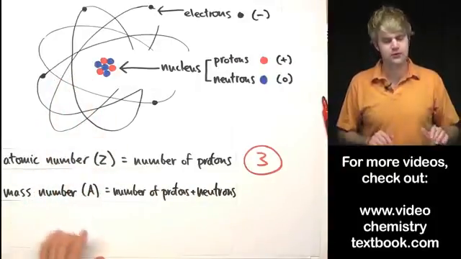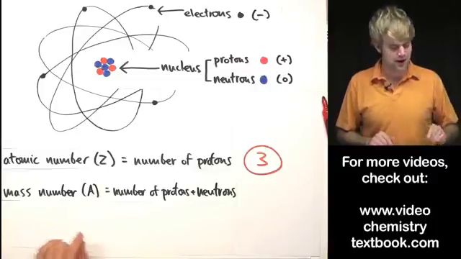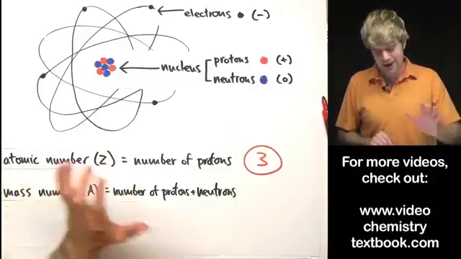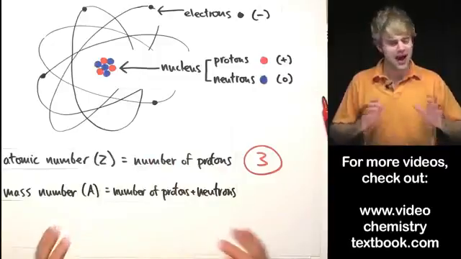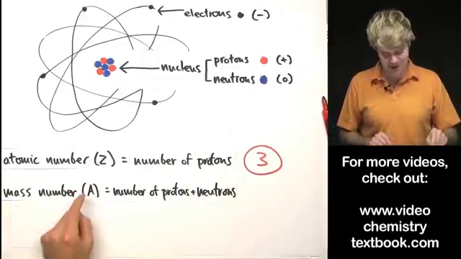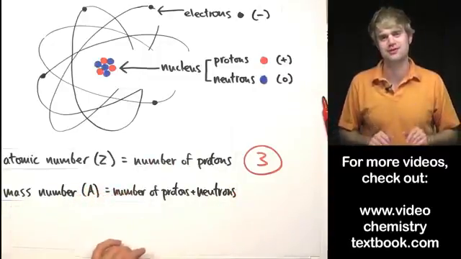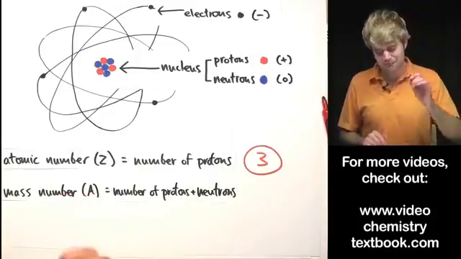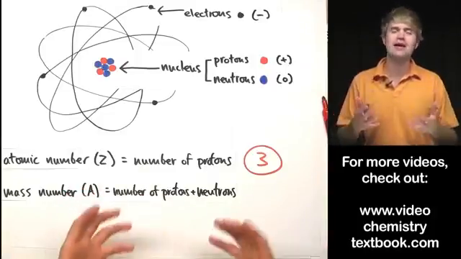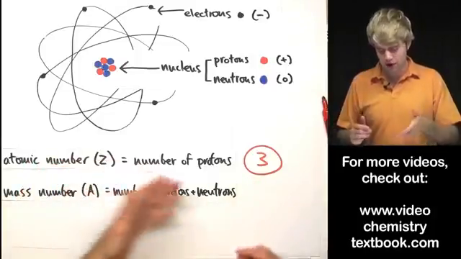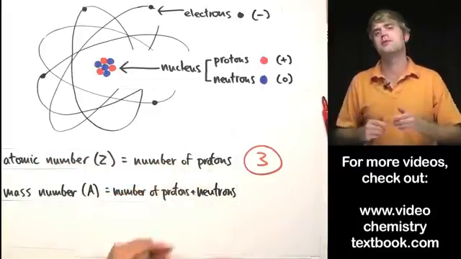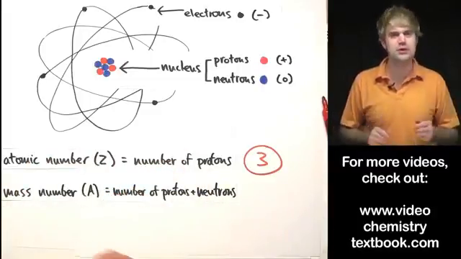People always get confused by mass number. Here's why. Atomic number is the number of protons, so everybody always wants mass number to be the number of neutrons. But it's not. It's the number of protons and neutrons. In fact, there's not really a name for the number of neutrons, just the number of neutrons in an atom. We just don't use it that often.